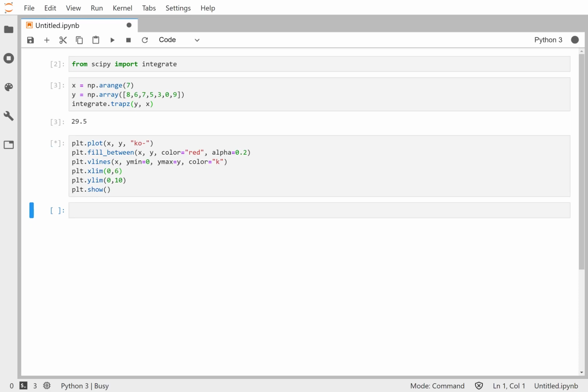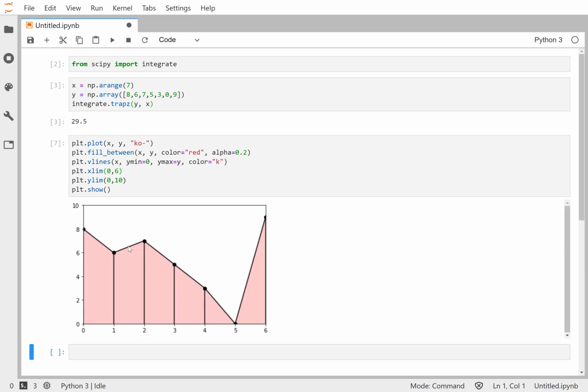Oh, you know what? I'm going to make that 6. Looks a lot like the trapezoid rule, so that we have all these trapezoids here. The shaded region is the area underneath, and that's exactly the area that is summed up by trapz in integrate. While we're at it, we could also use Simpson's rule to integrate Jenny's phone number.